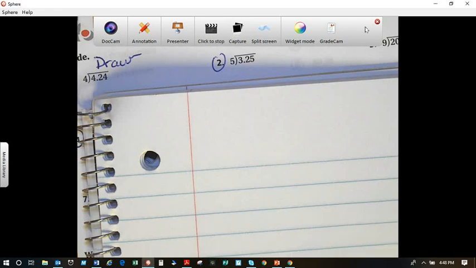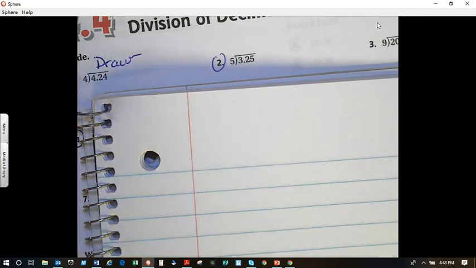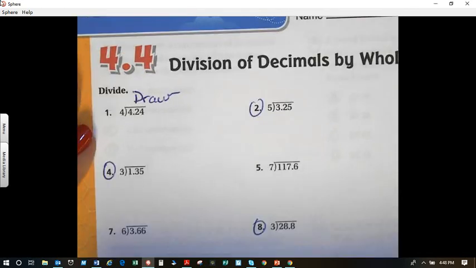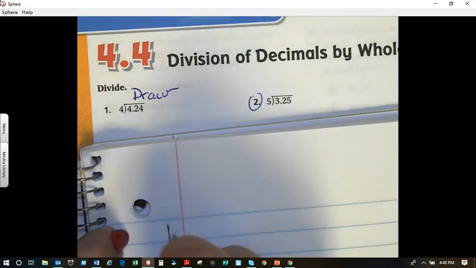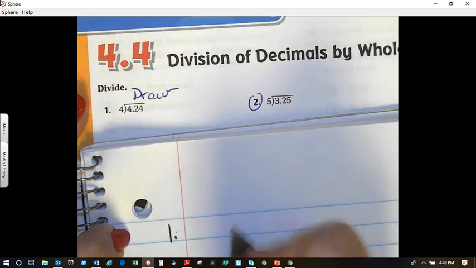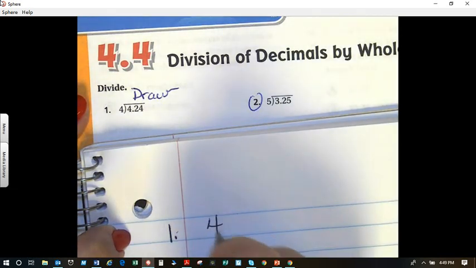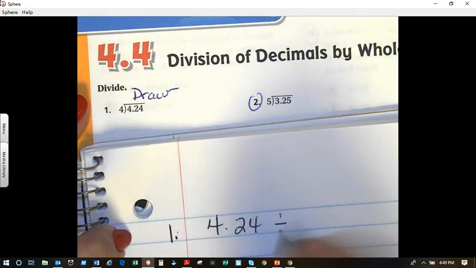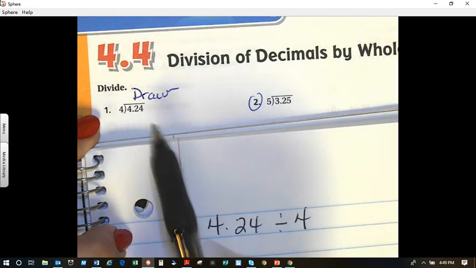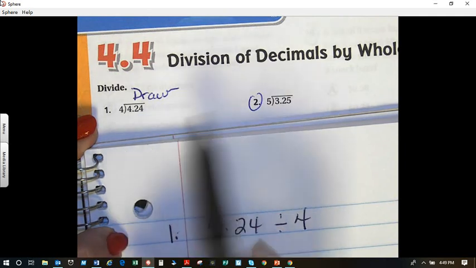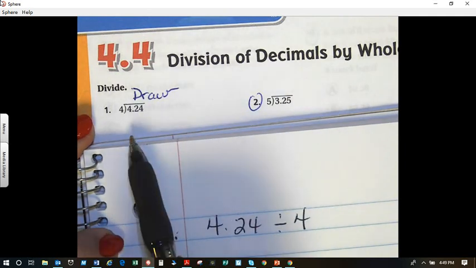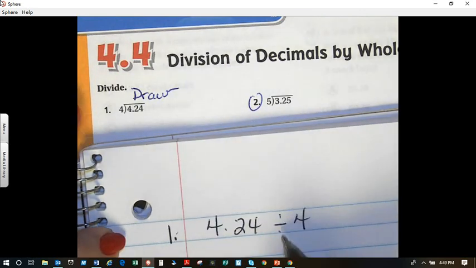All right. Hey, everyone. Tonight's homework is on division of decimals by whole numbers. And so on number 1, you were instructed to draw that. And so we did that today. So I have 4 and 24 hundredths divided by 4. This is going to be the place value division, or the long division, or the standard algorithm. But we're going to do it with a picture.